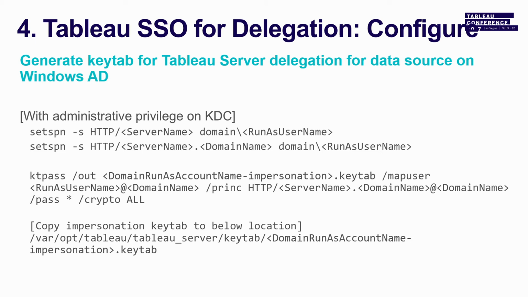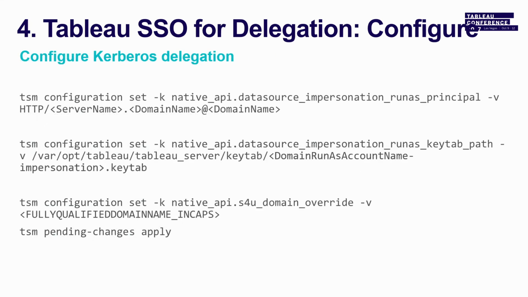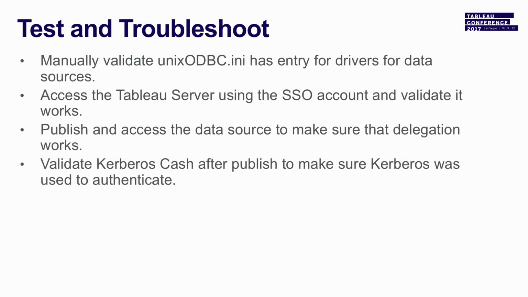With administrative privileges on the KDC, go set the SPN for the RunAs user that you want to configure. After that, generate the keytab for that user and copy it into the same keytab location. Make sure you rename this keytab file separately so that you can recognize what it is for. And then, last step, configure your Tableau Server using a TSM command to work with this keytab file. That's it. We are done. Kerberos is working seamlessly on your machine.